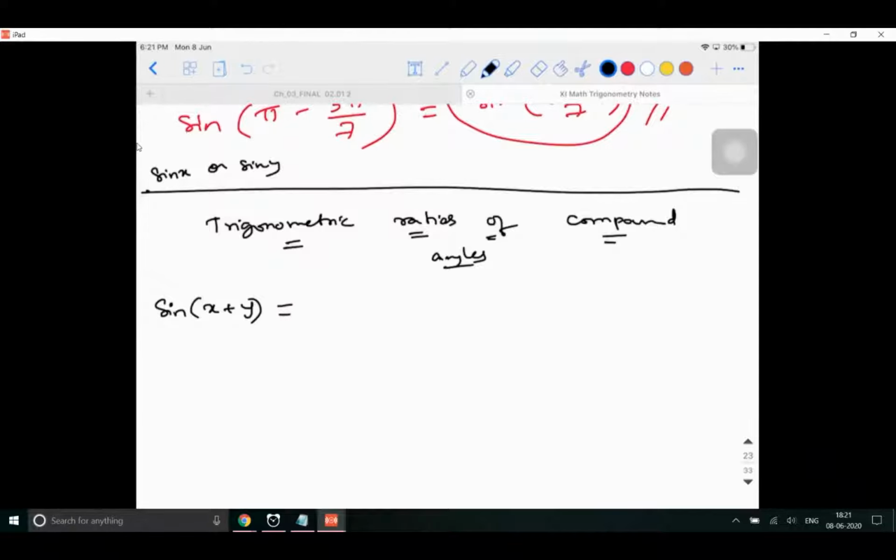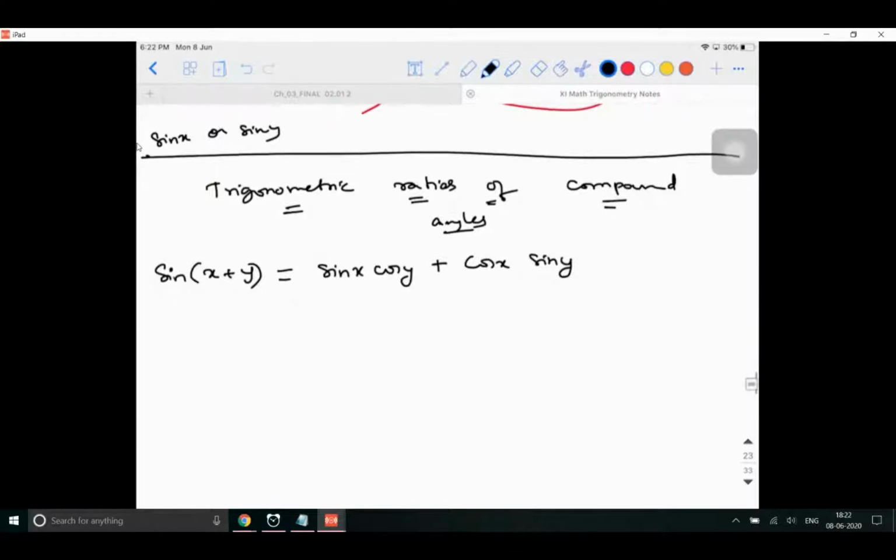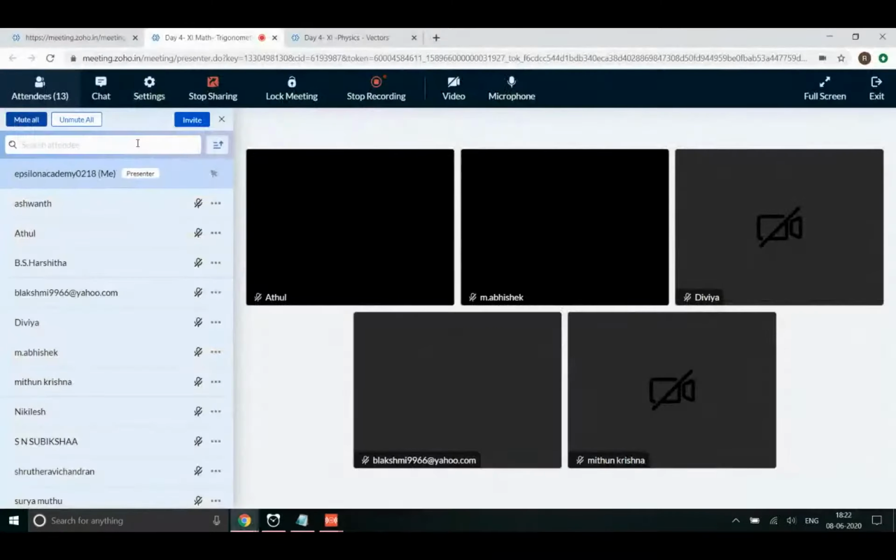The formula for sine of x plus y is given as sin x cos y plus cos x sin y. There are four important formulae. Based on those four important formulae only, every other formula is derived. So this is the first formula. Write it along with me. Similarly, when you have sine of x minus y, this is going to be equal to sin x cos y minus cos x sin y.